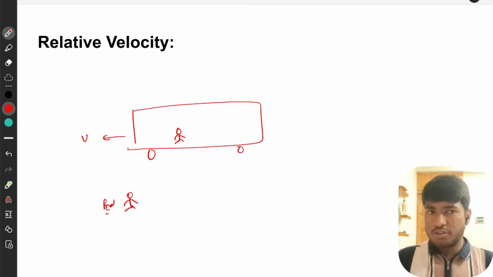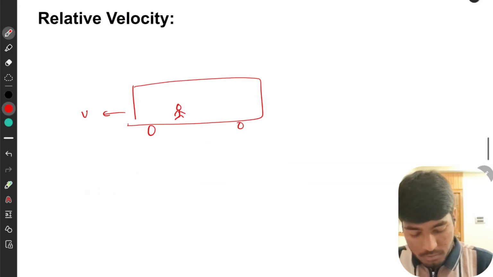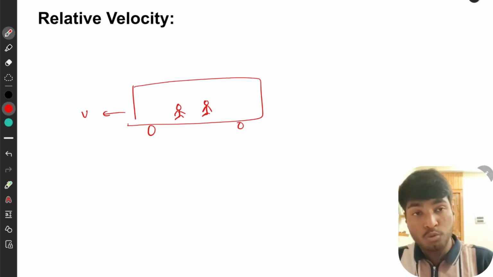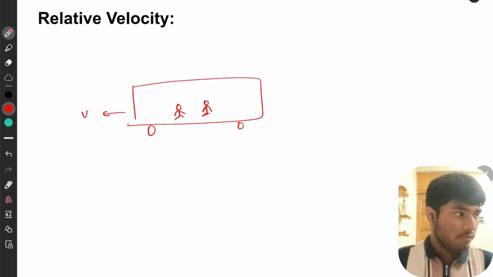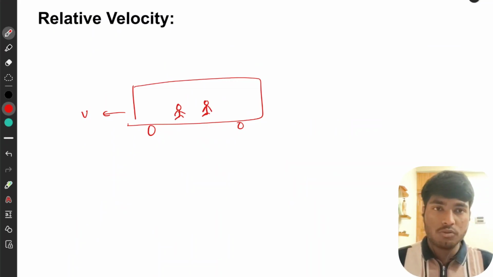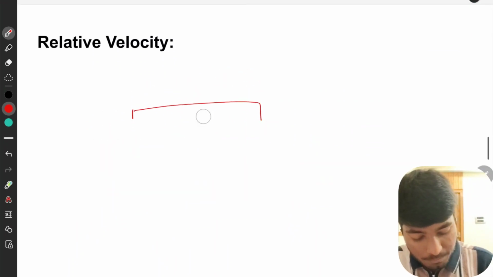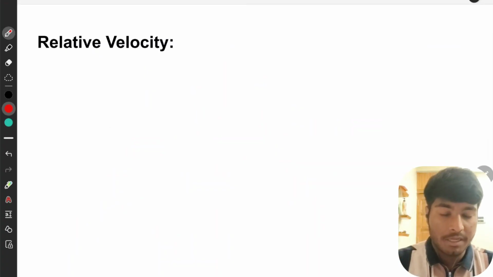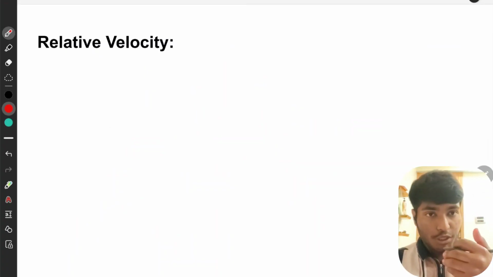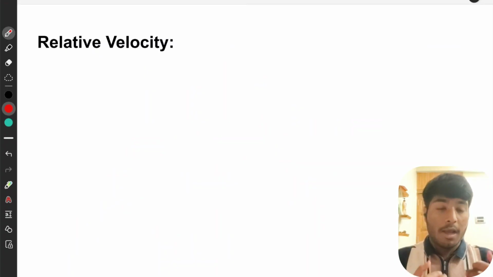Now assume that your friend is along with you inside the train. If your friend looks at you, will he see you traveling with a velocity v in the same direction? No. He will find that you are standing in front of him. This is the concept of relative velocity. What is relative velocity? It is basically the velocity of mine as seen by the other. That is the simple relative velocity concept.